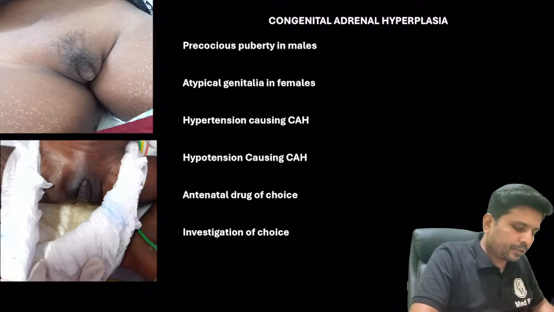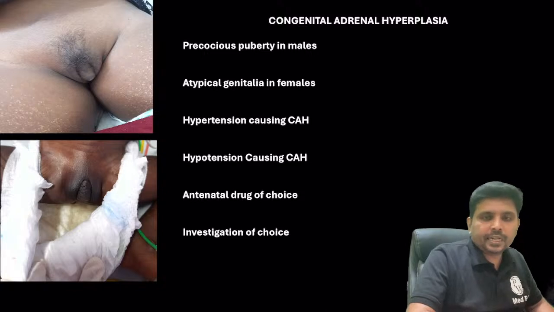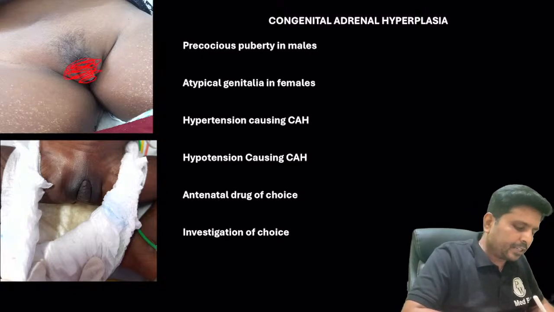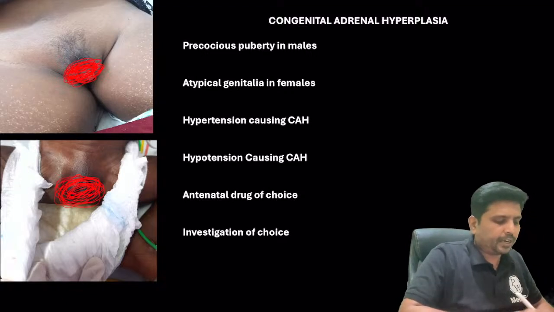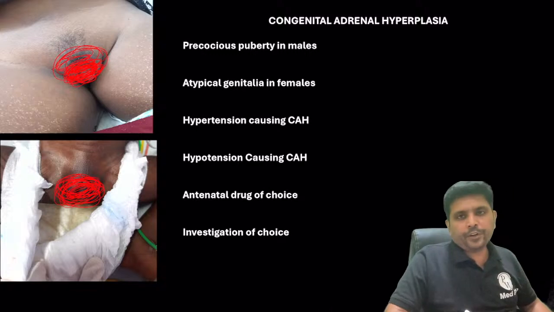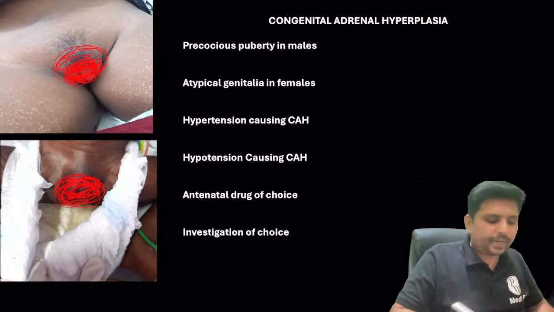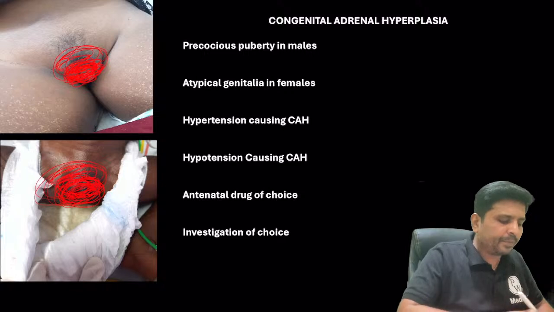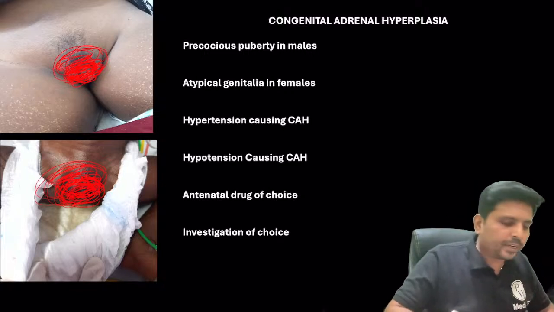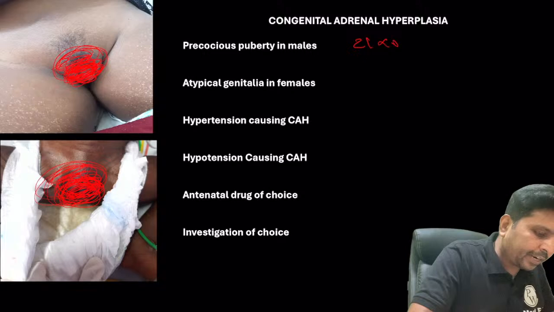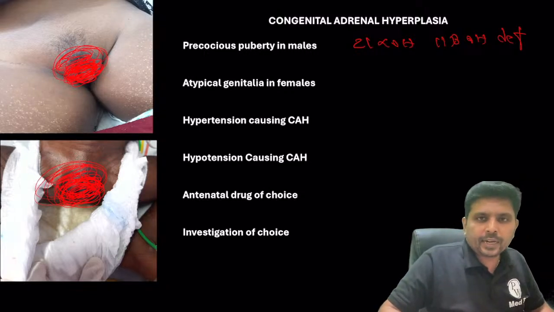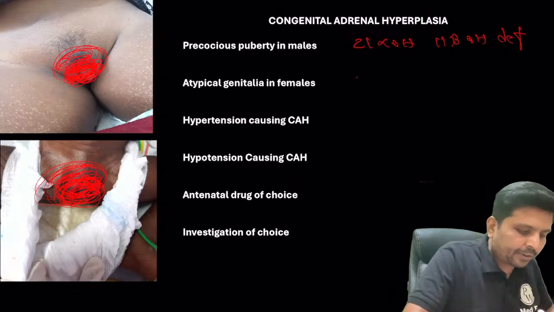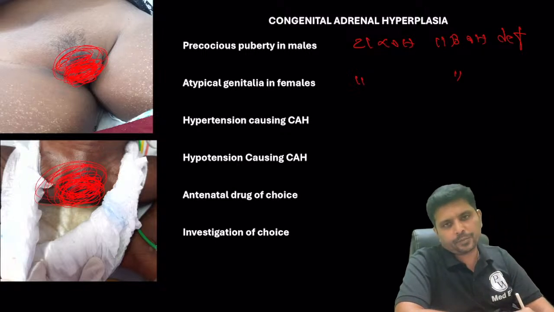Now what is this? Congenital adrenal hyperplasia. So when you have ambiguous or atypical genitalia. Precocious puberty in males can be due to 21 alpha hydroxylase as well as 11 beta hydroxylase deficiency. Atypical genitalia in males, again same, 21 alpha hydroxylase and 11 beta hydroxylase.